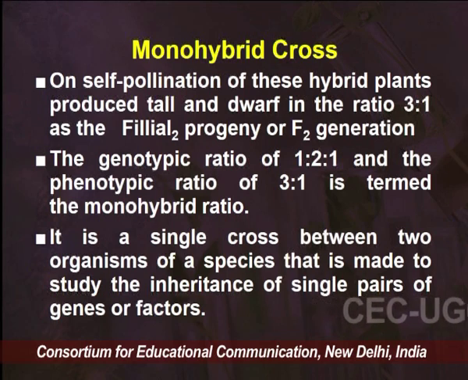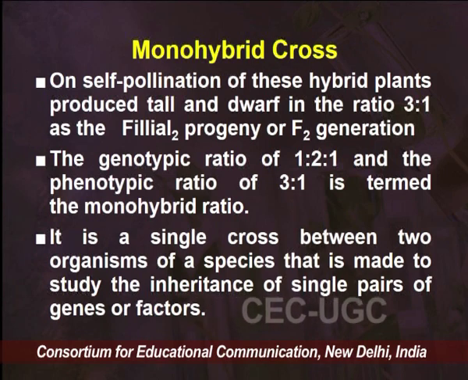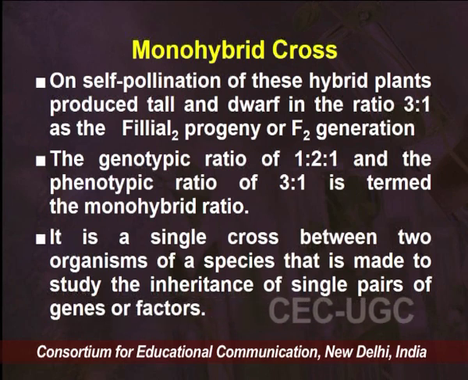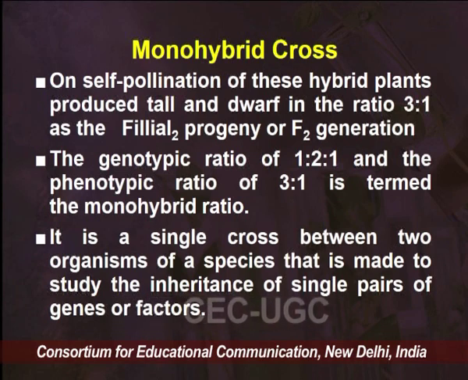When he pollinated the hybrid plants that he got as F1, he obtained all tall plants in the filial 1 generation. He crossed all those F1 plants through self pollination, and what he got as the filial 2 progeny, or F2 generation, was 3 tall plants and 1 dwarf plant, that is, a ratio of 3:1. This was the phenotypic ratio, that is, 3 were tall and 1 was small.